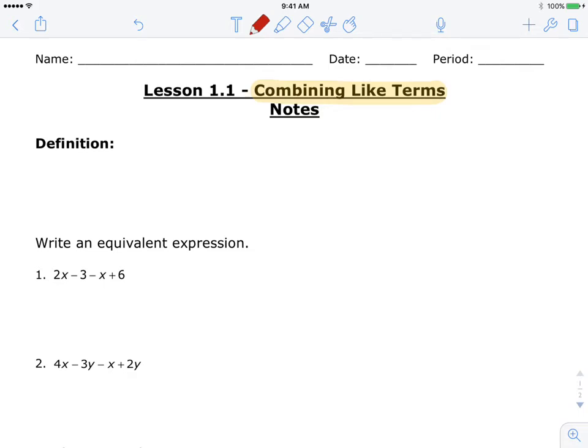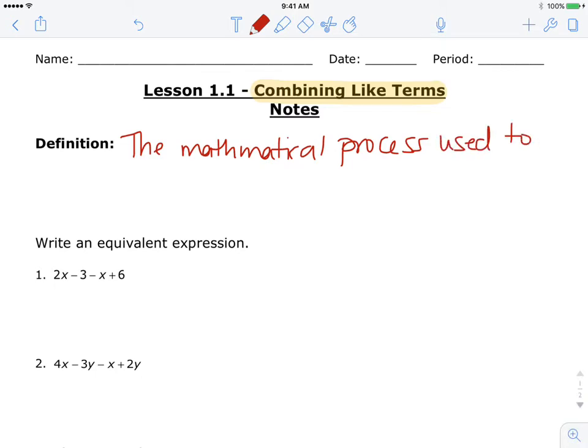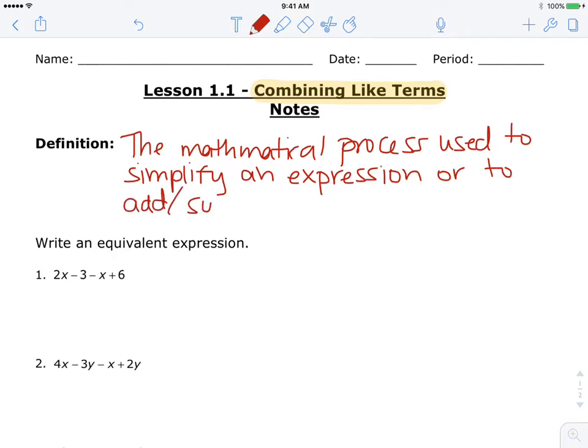All right, the definition of combining like terms, okay, we say that it is the mathematical process used to simplify an expression or to add or subtract polynomials.